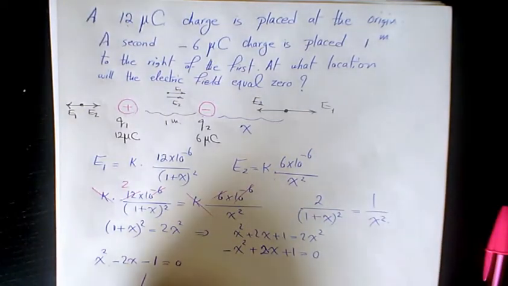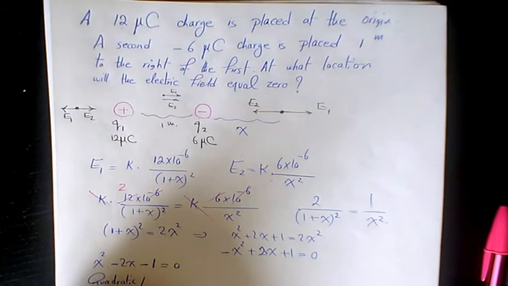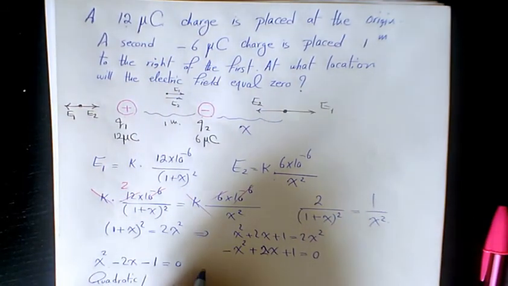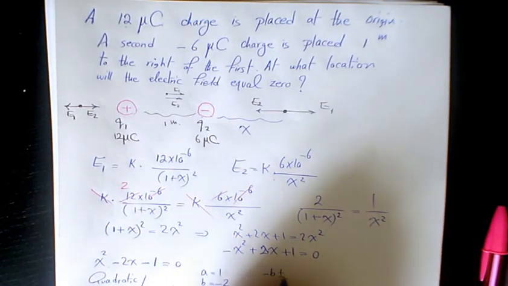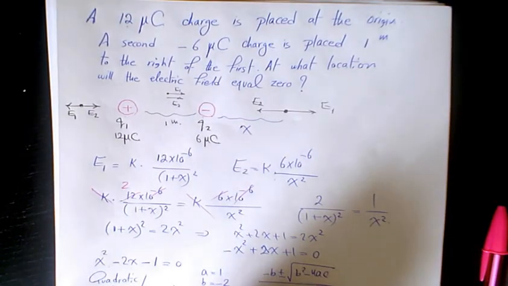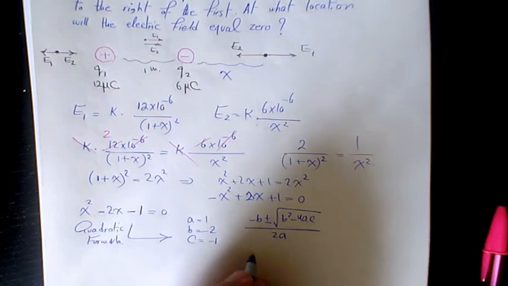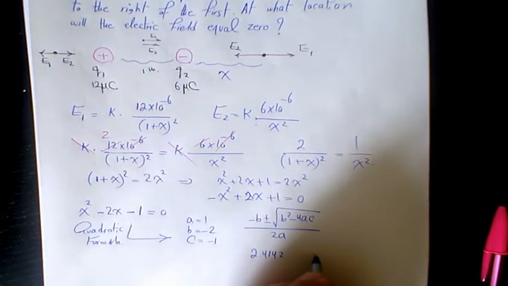I end up having two answers if you use the quadratic formula, which, as you know, a in this case is going to be 1, b is going to be negative 2, c is going to be negative 1, x equals negative b plus or minus the square root of b squared minus 4ac, divided by 2a. When you sub it in there, the two answers are going to be 2.4142 and the other one is negative 0.414.